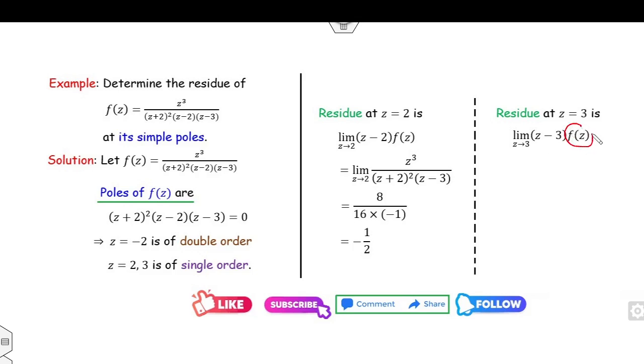Similarly, at the point z equal to 3, I can substitute the value of f(z). z minus 3 will be cancelled. Now you can substitute z is 3: 27 over (5 squared, which is 25), times (3 minus 1). So 27 divided by 25 is the right answer.